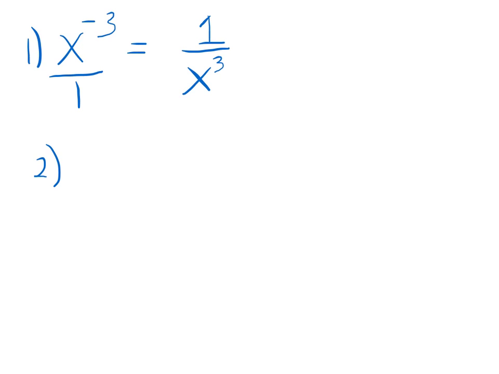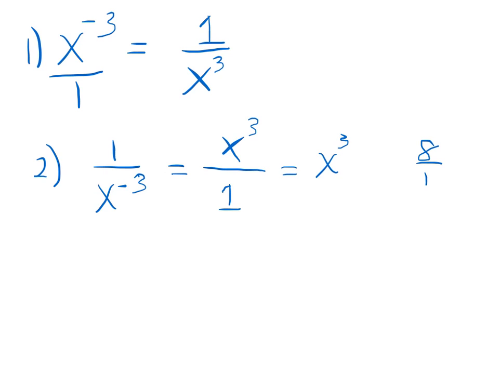Example 2, we had 1 over x to the negative 3. You guys should be able to do this one. Give it a try. That x to the negative 3 was in the denominator. So to get rid of that negative exponent, we simply move it to the numerator. And do we have to show it over 1? No, we can just show it as x to the third. Just like if I have the number 8 over 1, do I have to show it as 8 over 1? No, I can just show it as 8.